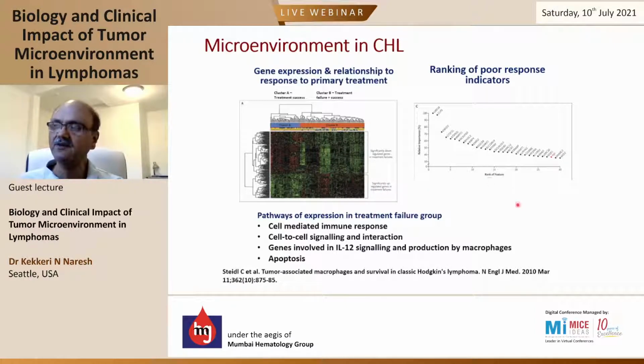And if you rank them, and look at the pathways that are stimulated by these transcripts, the cell-mediated immune response comes at the very top of the message. And cell-cell signaling and interaction is also key in the treatment failure group, and genes involved in IL-12 signaling and production by macrophages are also key in the treatment failure group, along with apoptosis.